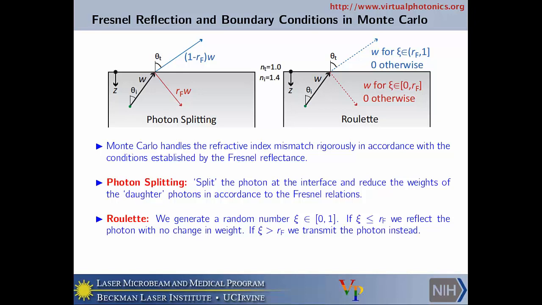Or if you don't want to split the photon into two photons, you can say, well, let me just run a roulette. I select a number at random, uniformly distributed between 0 and 1. And if that number comes back between 0 and the actual value of the Fresnel reflectance for that angle, I will reflect it. If it takes on a value between the Fresnel reflectance and 1, I will transmit it. Okay? I allow only one or the other outcome. And over many thousands of trials, both of these methods give you the same solution. Okay, they just have slightly different convergence characteristics.